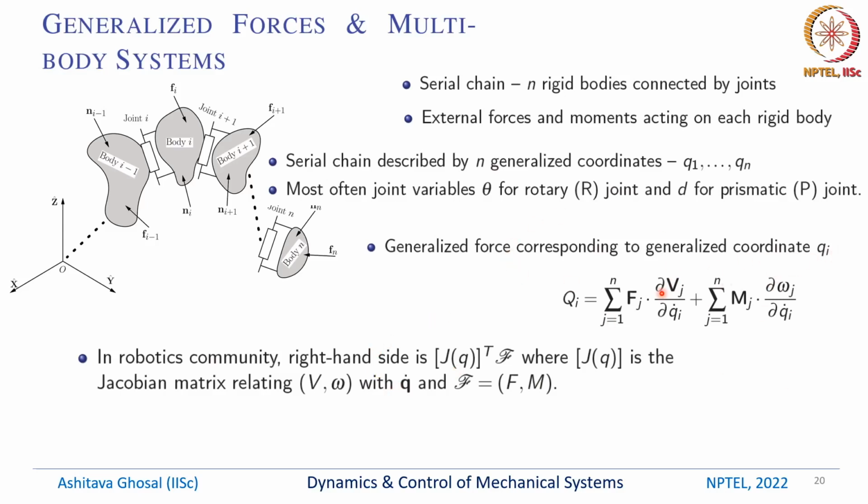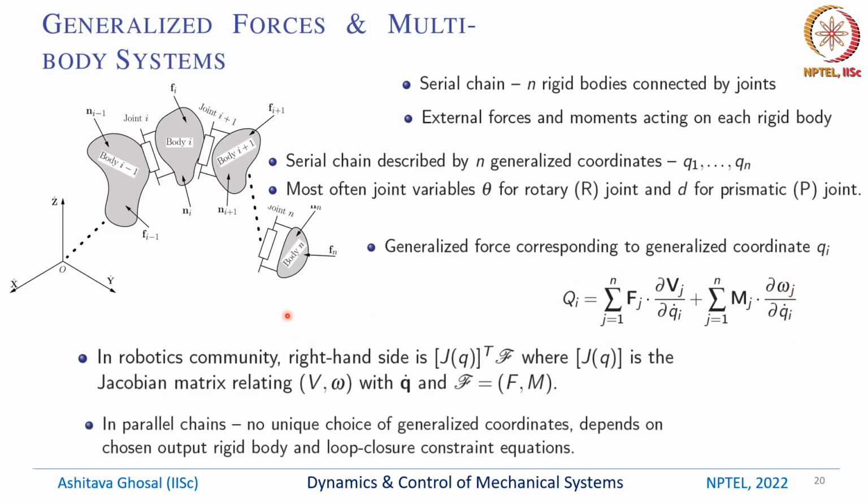Here we are going to use this formula, which is that the generalized force Qi corresponding to a generalized coordinate small qi can be written as a dot product of forces times the partial of velocity with respect to qi dot, and similarly moments dot product of the angular velocity with respect to qi dot, and of course summed over j equals 1 through n.